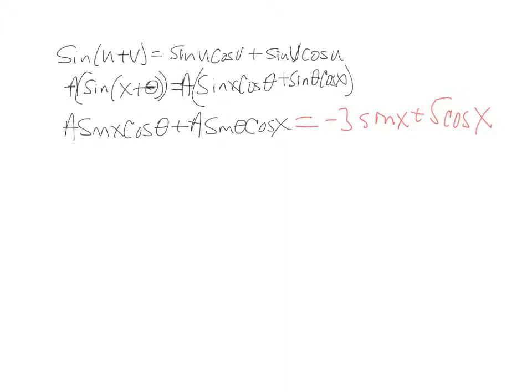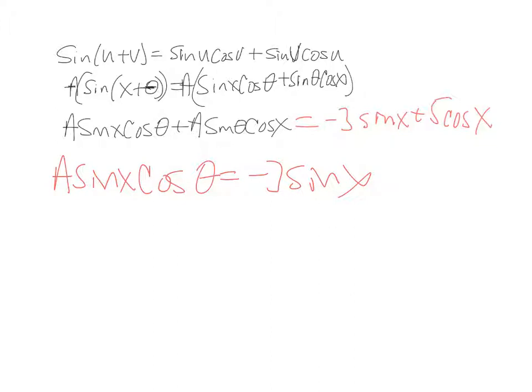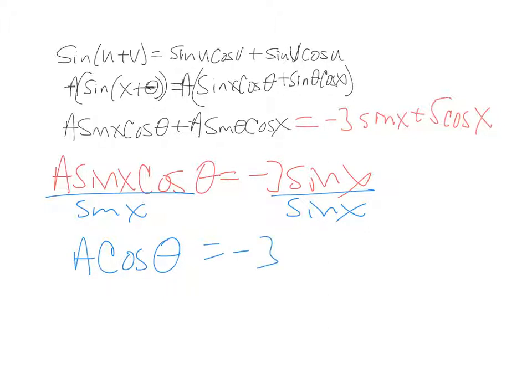I'm going to say a sine x times the cosine of theta has to be equal to negative 3 sine x. So now, if I break a little bit of a rule that I like to impose on myself, I'm going to divide by the sine of x, because I've got a sine of x on both sides. And yes, I'm losing a 0 normally, but in this case, that leaves me a times the cosine of theta has to equal negative 3.